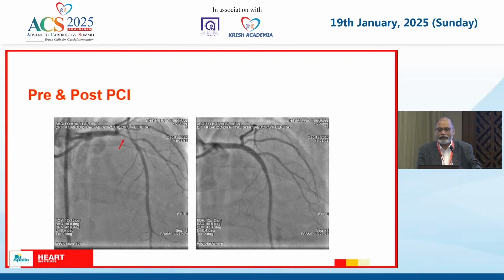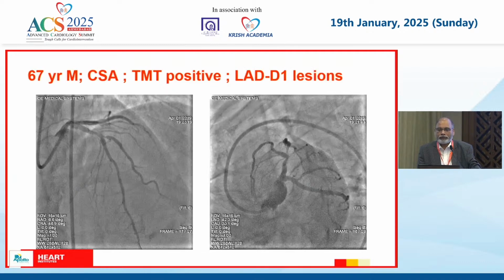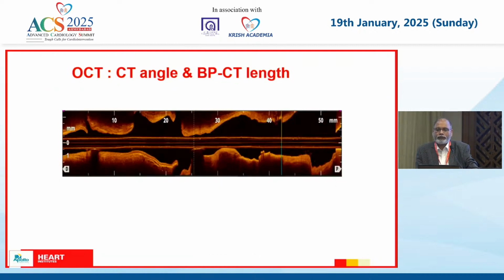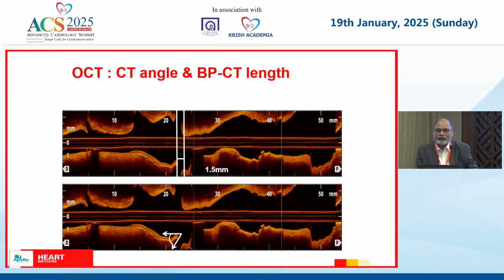The next case I'll show is where to use a two-stent strategy. You see this case. It has almost a Medina 111 LAD-diagonal lesion. Here also, when I took the runs, I saw that the BPCT length is quite small. It is 1.5, and the carina angle is somewhere around 45 degrees. So outright two stents. Go for two stents, because you'll fall into trouble if you go for one stent.